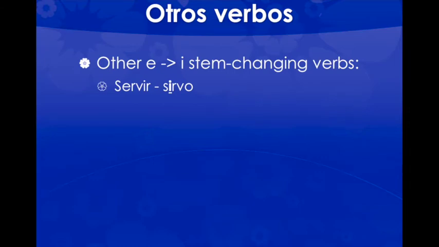Really, the only other stem changing E to IE or E to I verb that you want to concern yourself with is servir, to serve. To say I serve, you say yo sirvo, and the E changes to an I.